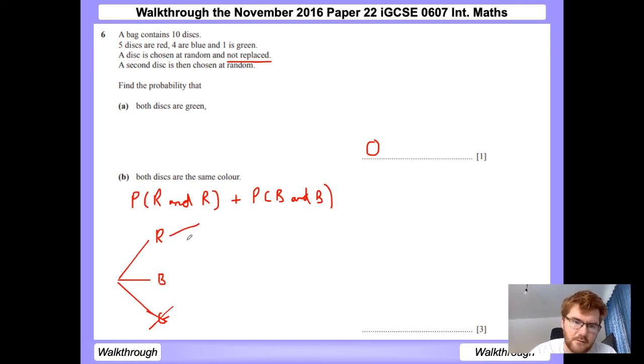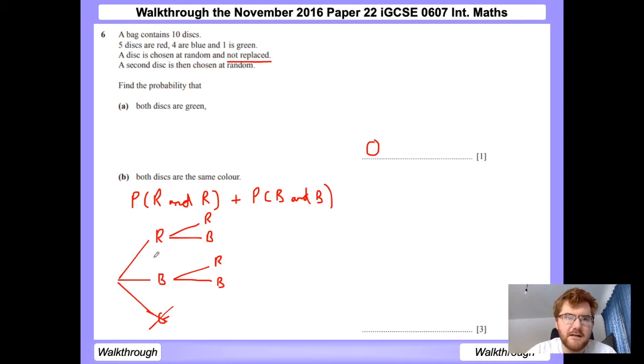And then, so we're just going to focus on red and blue. Then you've got the choice of choosing red or blue. So notice I haven't drawn the entire tree diagram here. I've only drawn in what I need to work out, and the probabilities I need to work out are red, red, both red, or blue, blue, both blue. So let's work these out.